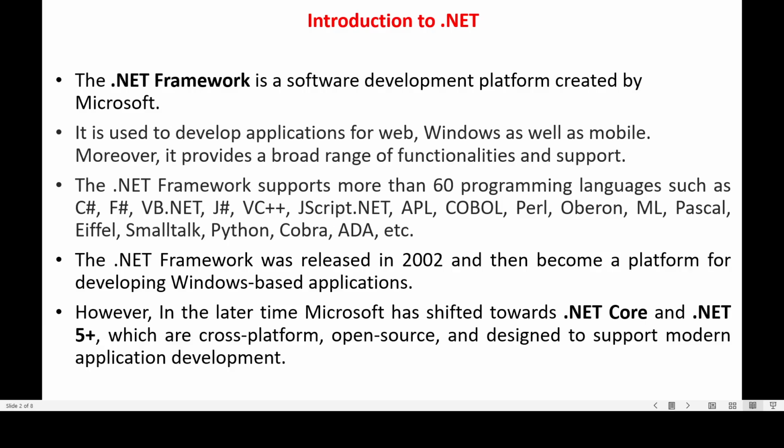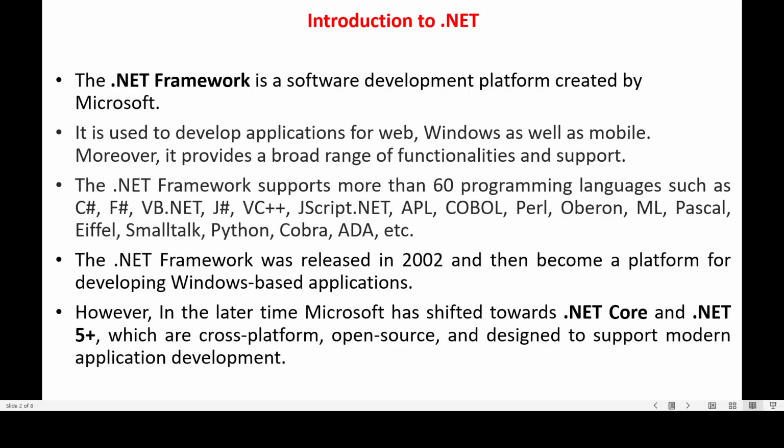C Sharp is one of the languages supported by the .NET Framework. So we will be looking into the C Sharp fundamentals in later videos of this series. The first beta version was released in 2002, but in the later part, Microsoft shifted towards .NET Core and the .NET 5 Plus versions.